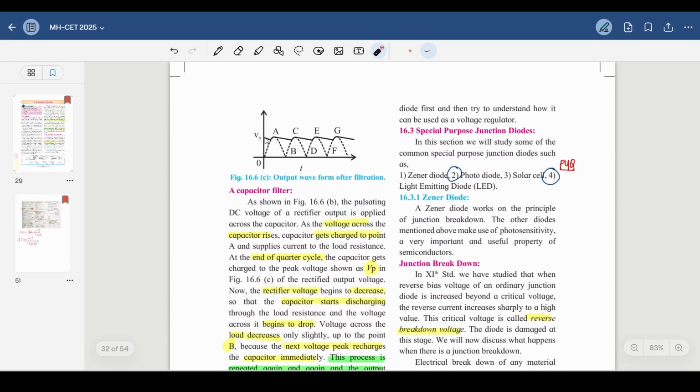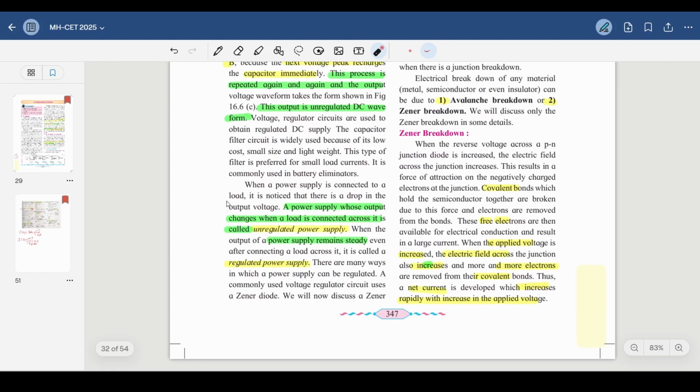Now as you can see, first the capacitor will charge till this point. After this point, it would start to discharge. Now the next cycle would come, so it will again charge, discharge, charge, discharge, charge, discharge. In this manner, you are going to get a DC output where the unwanted AC component has been removed.